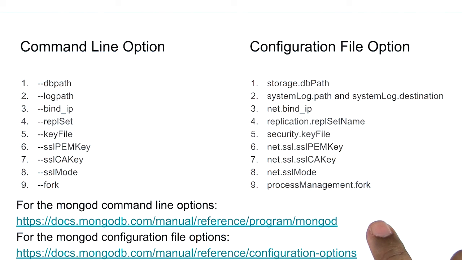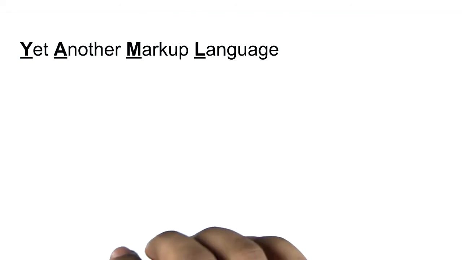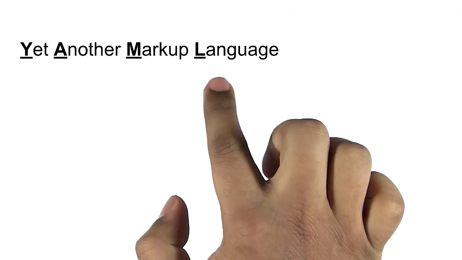Now, how did I get to these mappings? This is where our fantastic manual comes to the rescue. All of our command line options and our configuration file options are well documented in these two links. I invite you to give these a look to find out about which command line options or configuration file options are available and how to map between the two. Now let's take our list of configuration file options with the full path to the option and translate that into our configuration YAML file. YAML stands for yet another markup language.